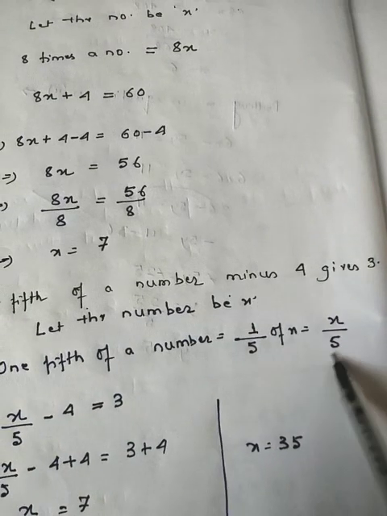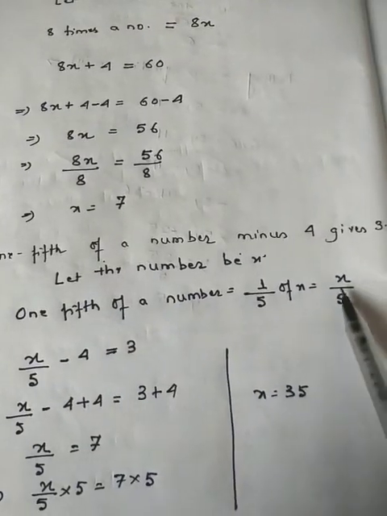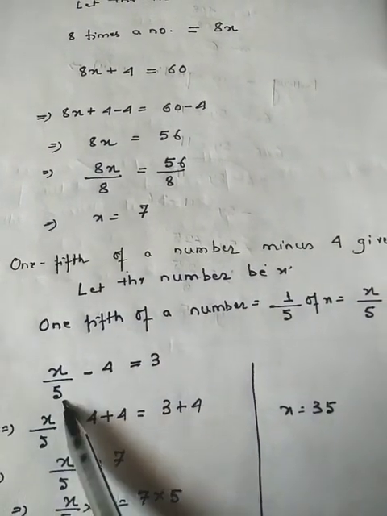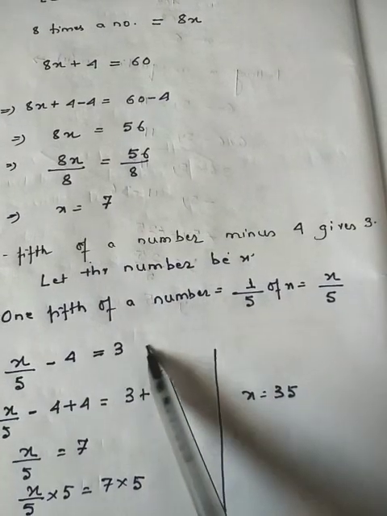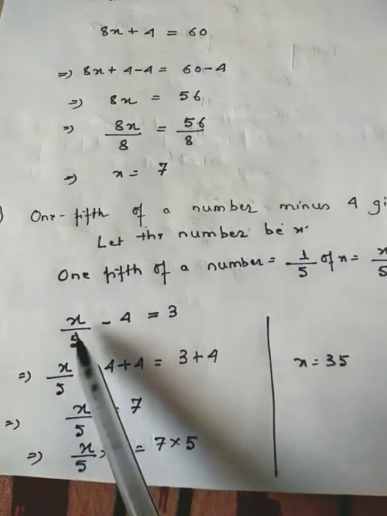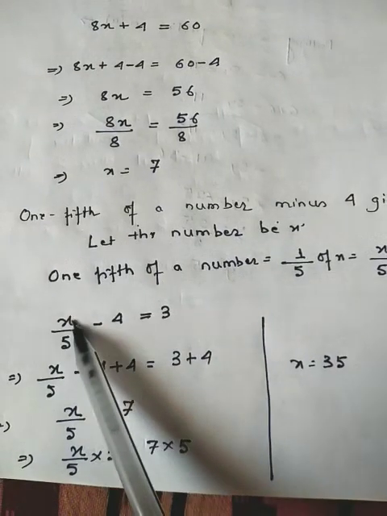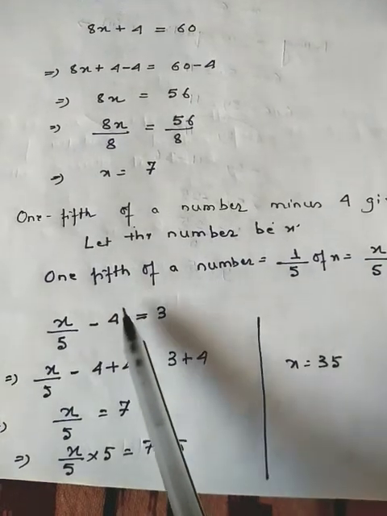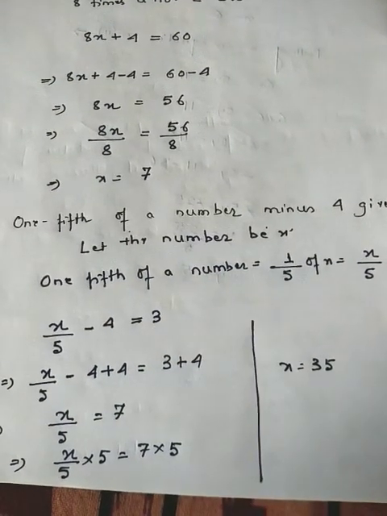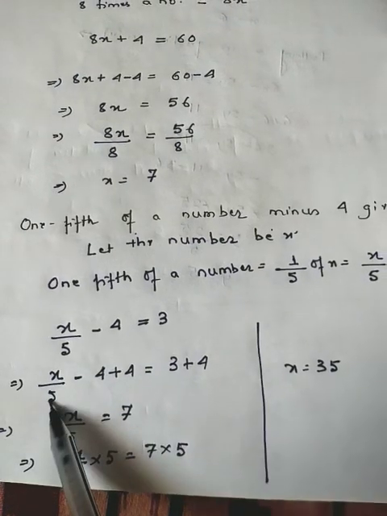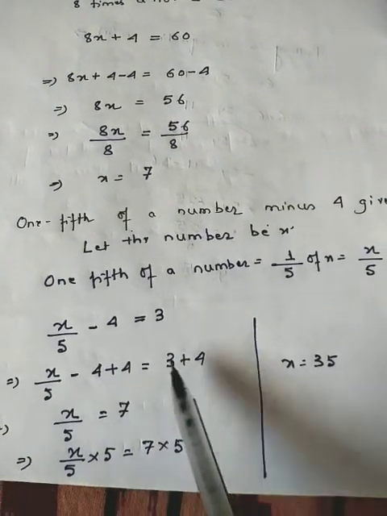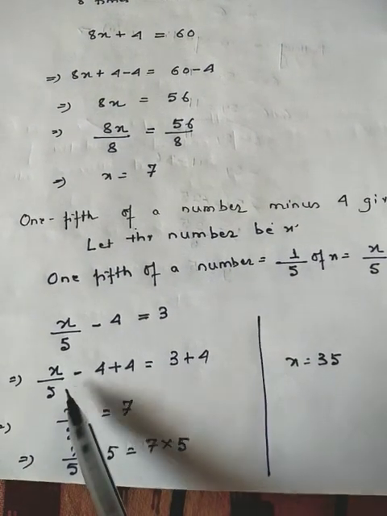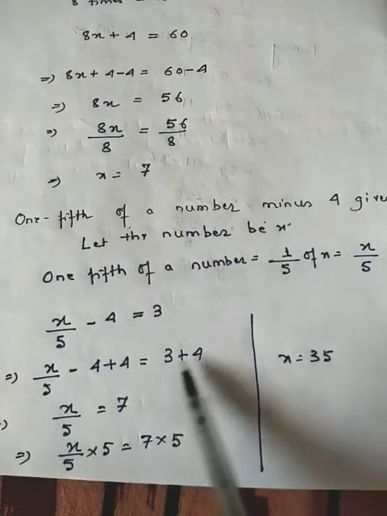So the result would be X upon 5. Now from this X upon 5, we have to subtract 4. See, I have written X upon 5 minus 4 equals 3. Now, your objective is to get the value of X. So we have to first remove this minus 4. When it is minus 4, what do you have to do? Plus 4 on the LHS, and the same thing we have to do on the RHS also. So, see, X upon 5 minus 4 plus 4 equals 3 plus 4. This 4 will be cancelled. What will be left? X upon 5 equals 3 plus 4 is what?